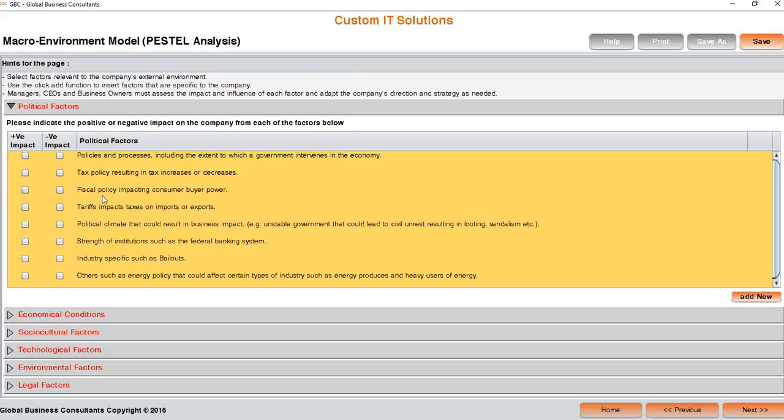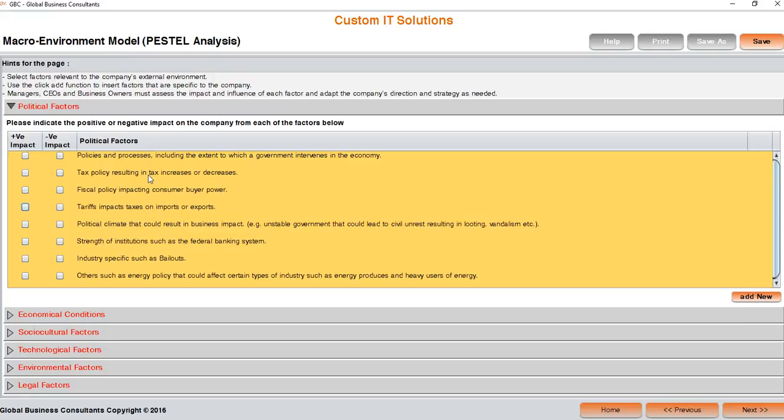To get started, policies and processes, including the extent to which a government intervenes in the company. That doesn't really impact our company, either positively or negatively. Just a point to note: each of these factors could either have a positive impact on your company, or a negative impact. If the factor affects your company negatively, you check negative. If it impacts your company positively, you check positive. If it doesn't apply to your company at all, just leave them unchecked.